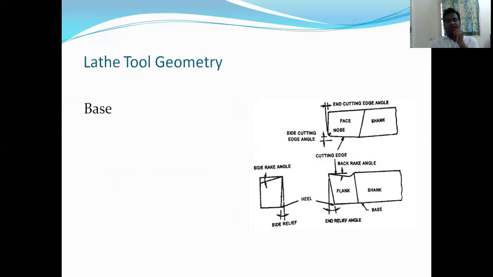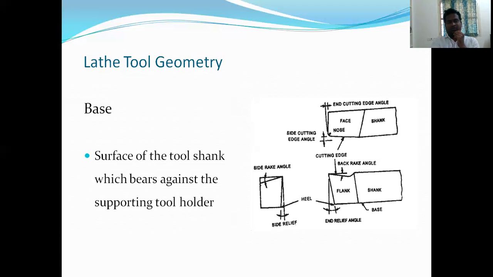Base. I have already told that the base is the surface of the tool shank which bears against the supporting tool holder. Where is the base? The diagram shows here is the base, right? So this base bears against the supporting tool holder. This is the surface of the tool shank, which bears against the supporting tool holder.